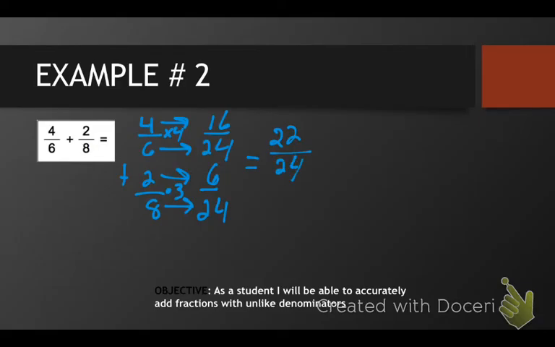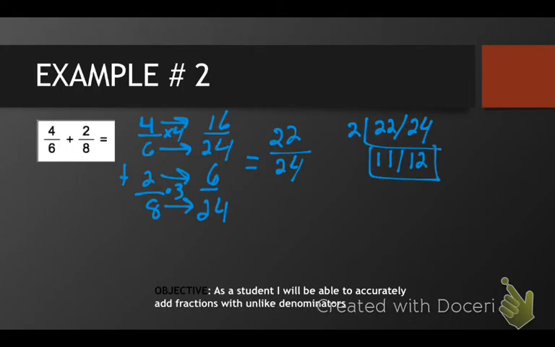22 over 24, not an improper fraction, but does need to be simplified. Go ahead and put it in the cake. And I'm sorry, 22 over 24. Go ahead in the cake. What goes into both of them? Well, they're both even numbers, so I'm going to use 2. 2 goes into 22 11 times, and it goes into 24 12 times.